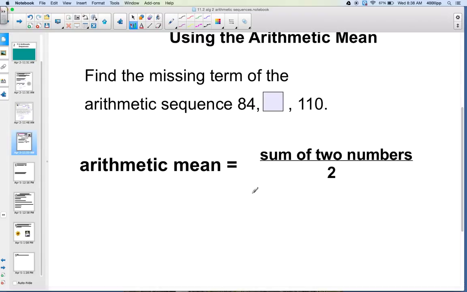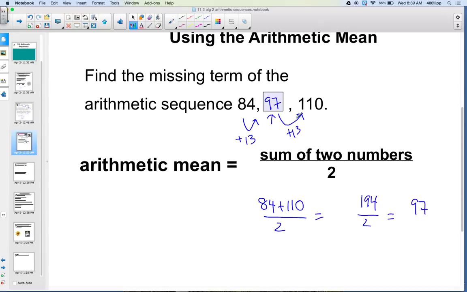Okay, so we're going to take 84 plus 110 and divide that by 2. That will give us 194. And then we'll divide that by 2. And that will give us 97. So this number right here will be a 97. And you actually can check that to see if it works out. So you could say 84 plus what number is 97? That's 13. So I can add 13 here to get to this number. And then I want to make sure that when I add 13 here, will I get to 110? And yes, that's correct.